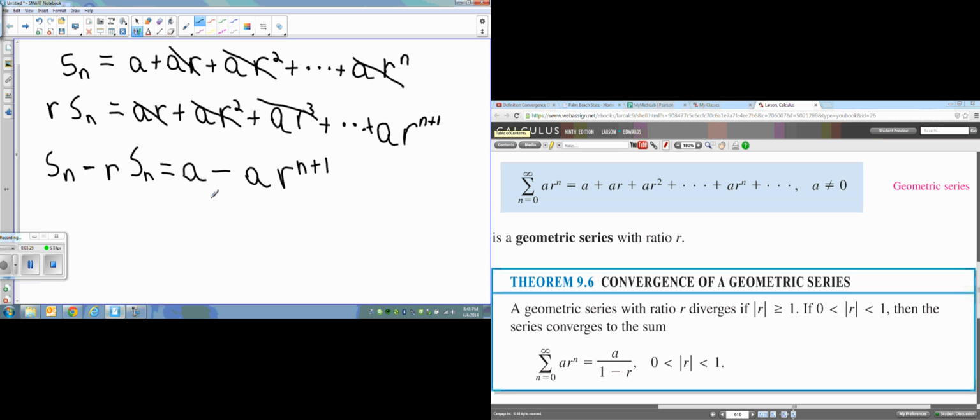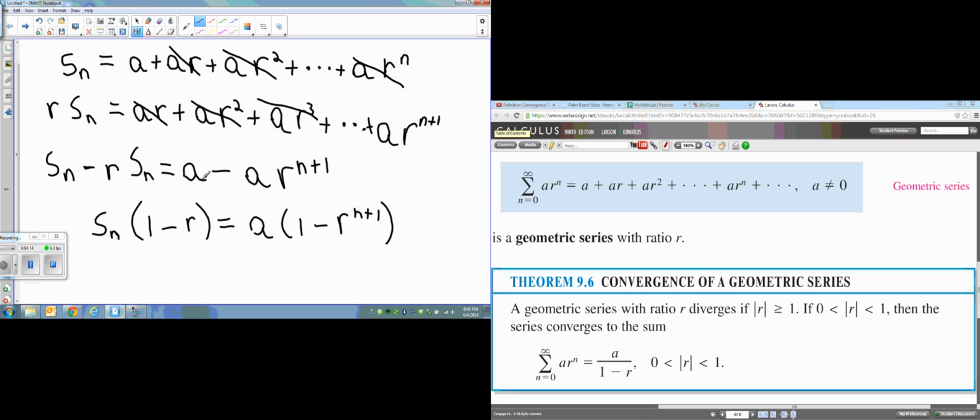Now, once we have that subtraction, I see over here that if I factor out Sn, I'd be left with, if I factor Sn out of this term, I'll be left with 1, minus, if I factor Sn out of this one, it'll just be r. So on that side, I'll have Sn times 1 minus r. And on this side, I can factor out an a. Here I have a in both terms. So if I factor out an a, I'll get 1 minus r to the n plus 1 power.